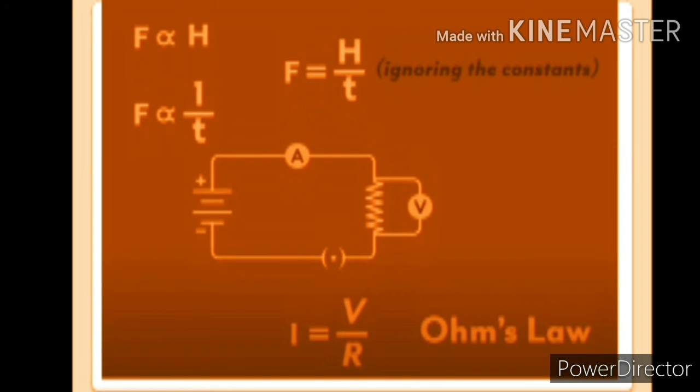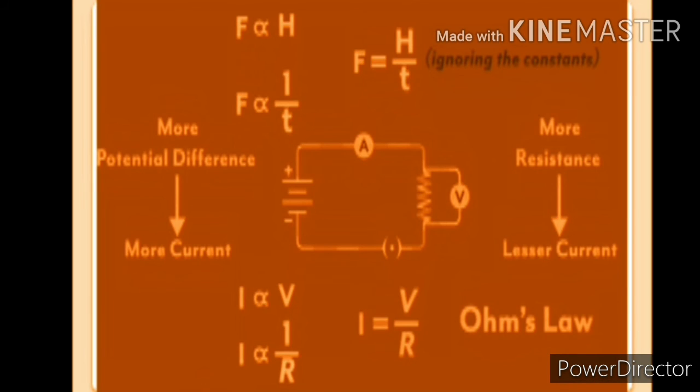We can take a circuit having one battery, one ammeter, and a resistance. You can imagine that the same fundamentals apply here. F is directly proportional to H, F is inversely proportional to T, so F equals H by T. In this way I equals V by R. Instead of F you write I, instead of H you write V, instead of T you write R, isn't it?